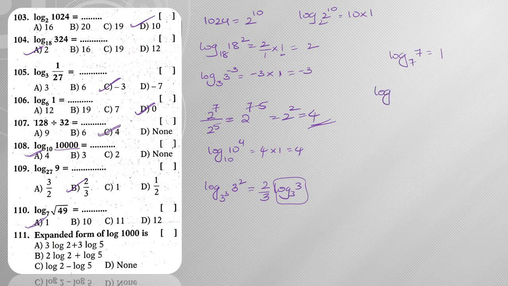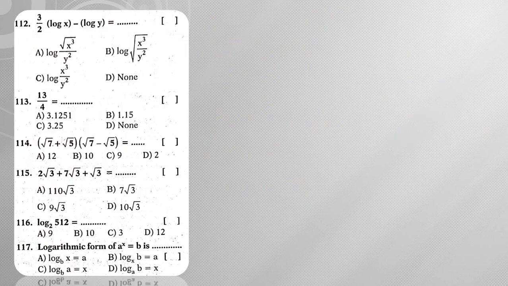logarithm of 1000. So 1000 I can write as 2 cube into 5 cube. By using log of x into y, I can write it as log x plus log y. Again, using the power rule, I can write it as 3 log 2 plus 3 log 5. So 3 log 2 plus 3 log 5 is my answer. Next, moving on to question number 112.